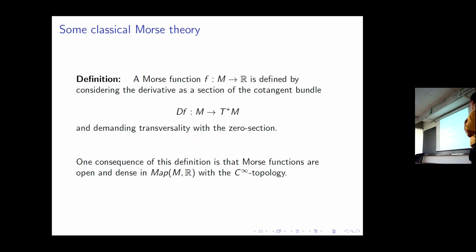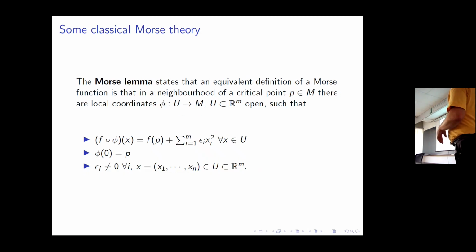One definition of a Morse function is that you consider the derivative of a real-valued function as a map from the manifold to its cotangent bundle, so all the dual spaces of the manifold, and you demand that that map is transverse to the zero section. The reason this is sometimes a preferred definition is that it gives you an easy argument that Morse functions are open and dense in the whole space of maps, so they're generic in some sense. I'm just going to review some basic Morse theory.